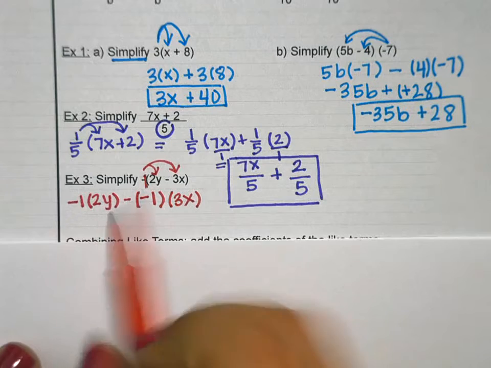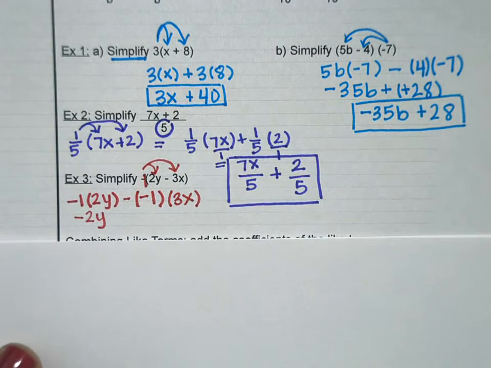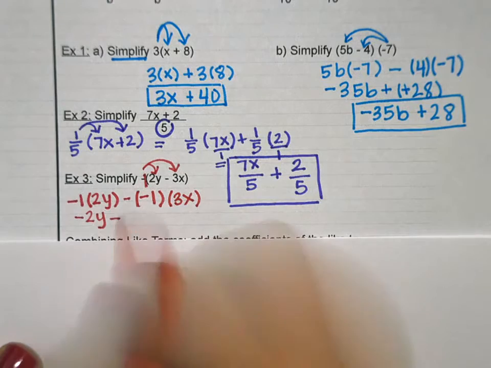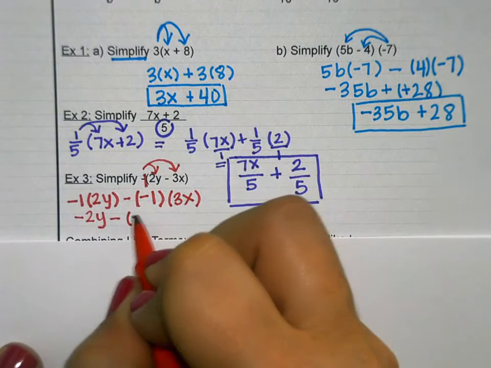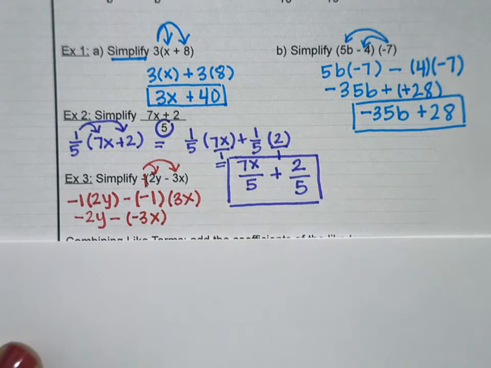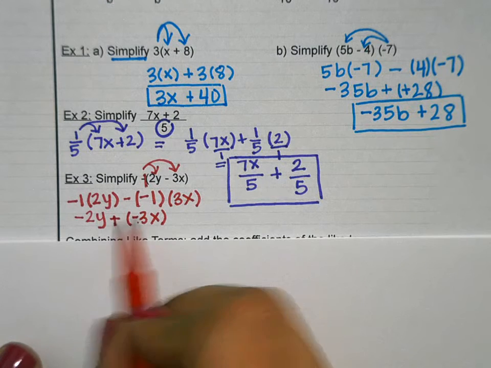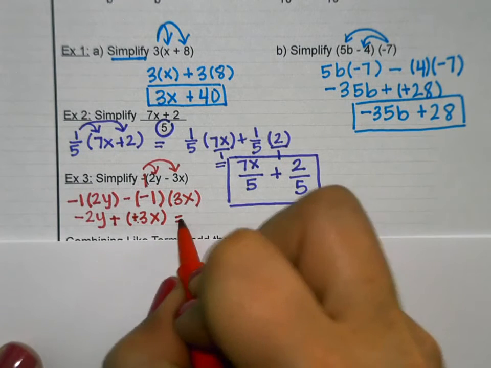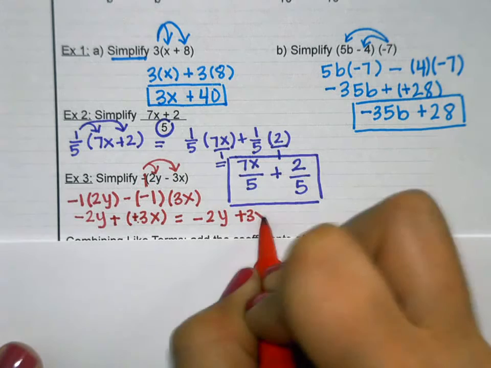Negative 1 times 2y is negative 2y, minus negative 1 times 3x is negative 3x. And then we have a negative times a negative, so that turns into a positive. So this simplifies to negative 2y plus 3x.